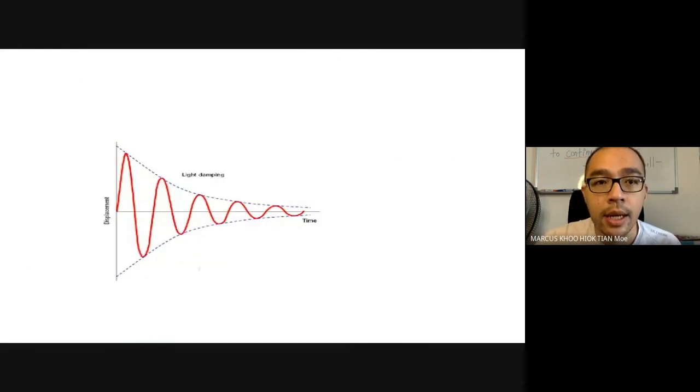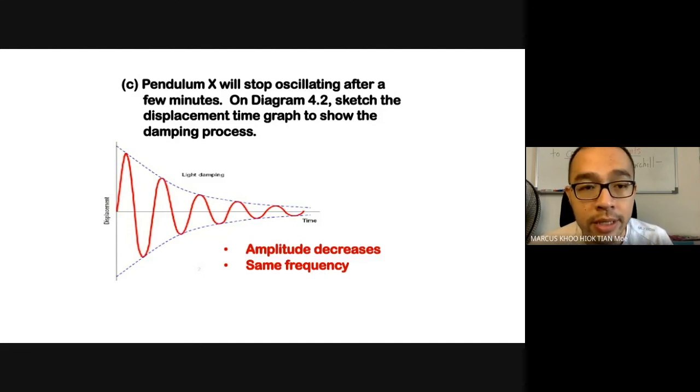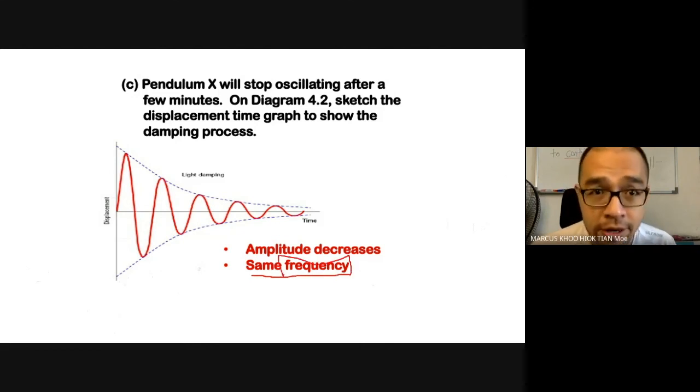Now, pendulum X will stop oscillating. On diagram 4.2, sketch the displacement-time graph to show the damping process. The most important thing is that the amplitude decreases. I want to see the amplitude decrease, but I want you to make sure that the frequency is the same. This is a very difficult graph to draw at first, because you have to make sure the amplitude decreases, and at the same time, the distance between the crests is all the same. Same distance, same distance, same distance.